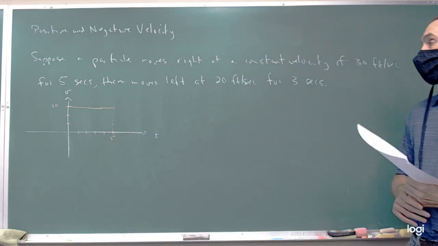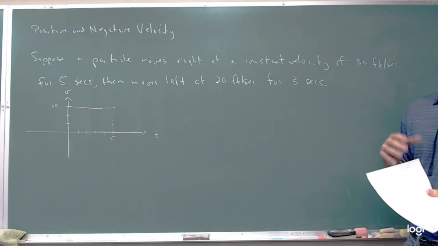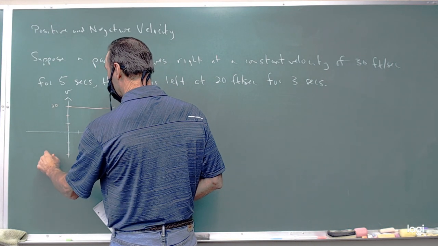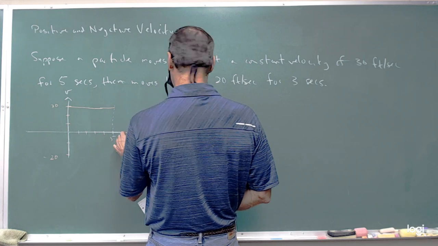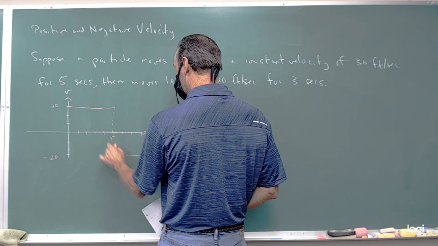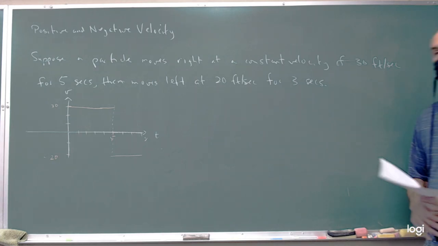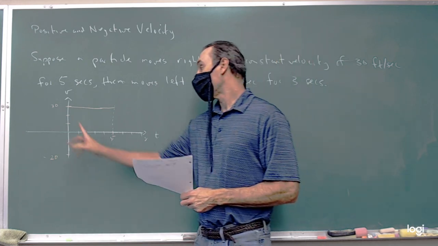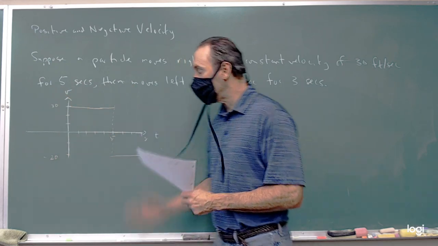Then the particle is going to go left at 20 feet per second for 3 seconds. So going left is a negative velocity. So we're going to go down to negative 20. Now we're continuing where we left off. So time is going to now go from 5 seconds for 3 more, which is going to take us to 8 seconds. And so it's going to do something like that. So there's a visual representation of what's going on there. Now, in real life, that might be a little hard to do, but we're not going to worry about that part of it. It's pretty hard for a particle to instantaneously change direction. Somewhere it's going to stop along the way, but we're not going to worry about that.